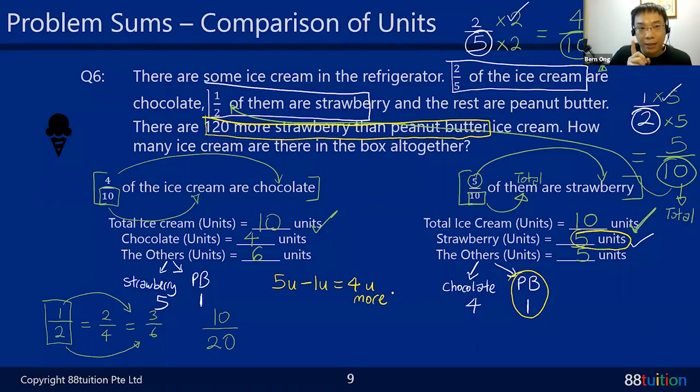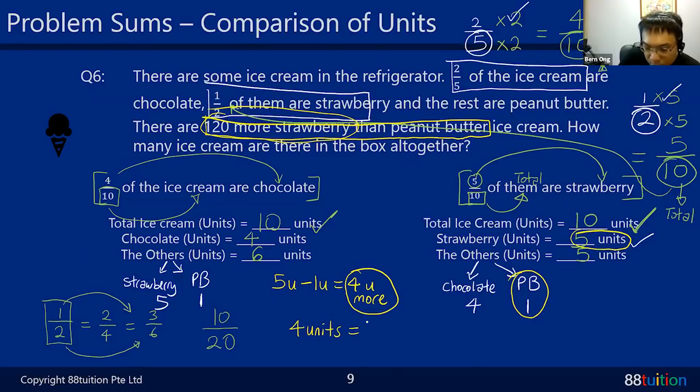Look at the clue. There's 120 more strawberry. There are 4 units more strawberry. Are they the same thing? They are the same thing. So when they are the same thing, you can compare. 4 units actually represents your 120 more strawberry. Go and look for your 1 unit first. 1 unit will be equal to 120 divided by 4. That will give you a 30.